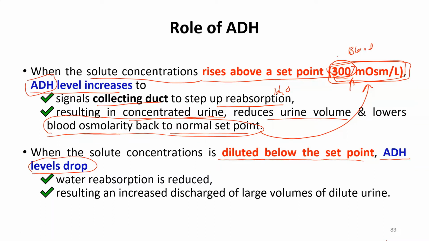Okay, so when ADH is reduced, less aquaporin will be added to the wall of the collecting ducts, and water reabsorption will reduce. Okay, so tak perlulah badan awak nak reabsorb air balik kan, sebab dah memang banyak air dalam badan awak, so that excess water needs to be removed, resulting in increased discharge of a large volume of dilute urine.